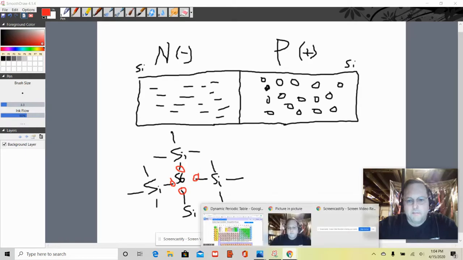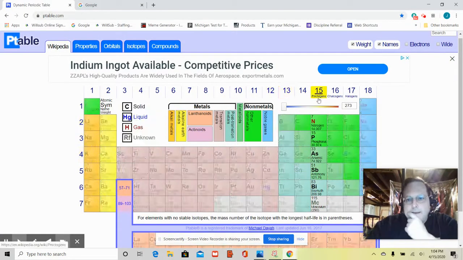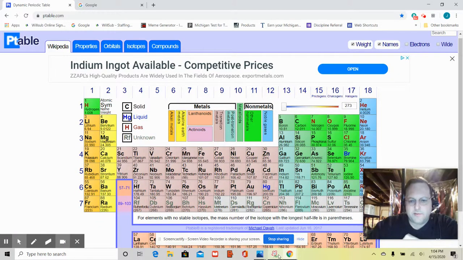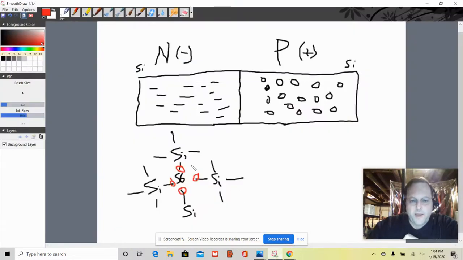But remember, I had 5 valence electrons. So what happened to that extra electron? Well, that extra electron is sitting out here looking for somewhere to go. On this side, on the other hand, I have silicon, silicon, silicon, silicon. Basically the same structure I have over here.